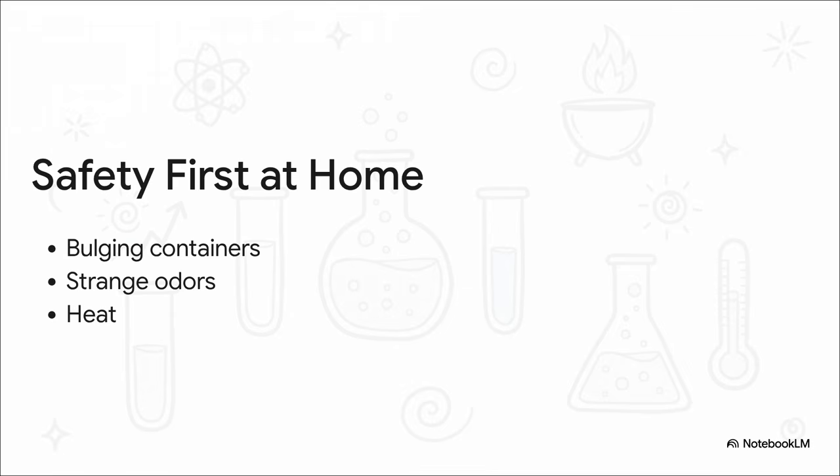Recognizing these changes isn't just for acing a science lab. It is absolutely vital for everyday safety in your own home. How do the big 3 clues apply to your kitchen or your garage? Well, bulging containers suggest a dangerous gas buildup inside. Strange odors could mean invisible chemical leaks or food spoilage. And unexpected heat radiating from something is a major red flag of a potentially dangerous reaction. Spotting these clues early can literally prevent accidents.